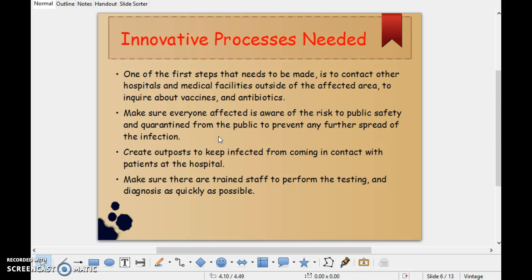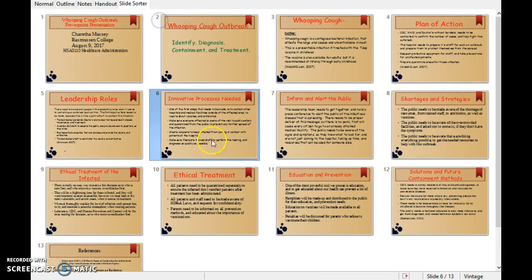Create outposts to keep infected from coming in contact with patients at the hospital that are not infected, and make sure there are trained staff to perform the testing and diagnosis as quickly as possible.